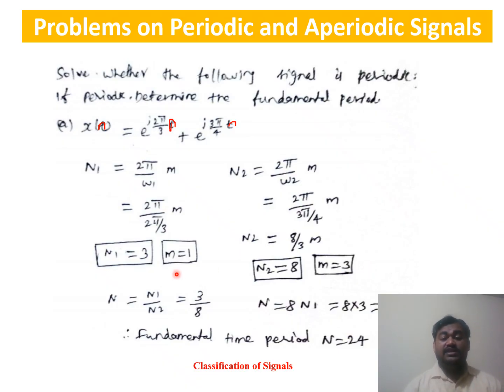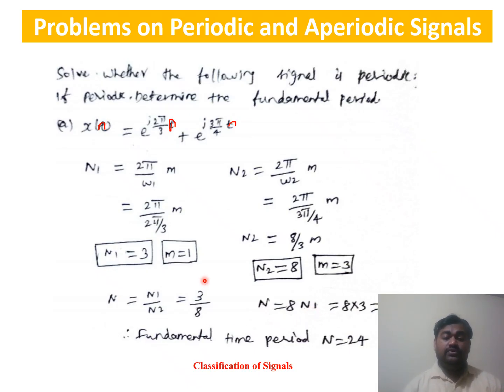To check whether the given signal is periodic or not, you have to find the ratio of n1 by n2. So here n1 equal to 3, n2 equal to 8. If you look at the numerator and denominator, there are no multiples of pi, so automatically consider the signal as a periodic signal. To find the time period, either you can cross multiply 8 n1 or 3 n2. Now I am using 8 into n1 to find the fundamental period. So n1 equal to 3, 8 into 3 equal to 24.